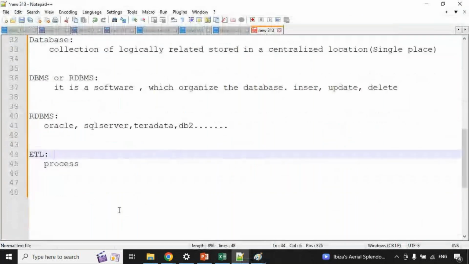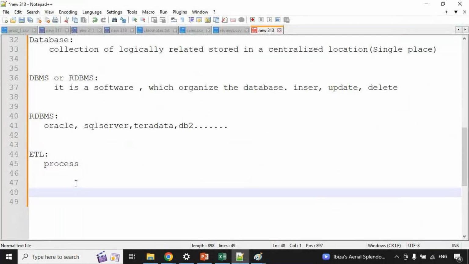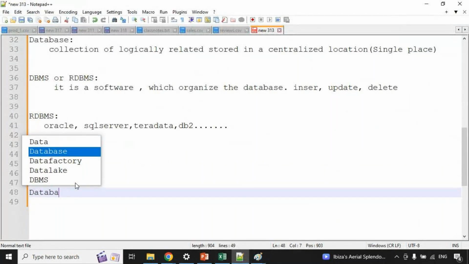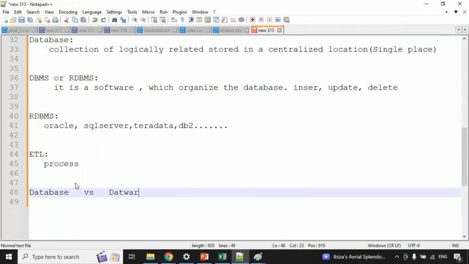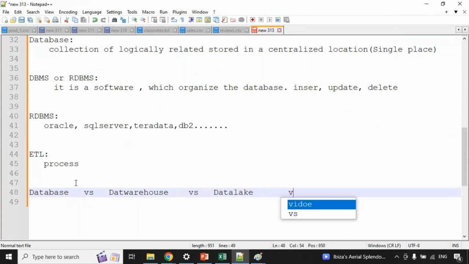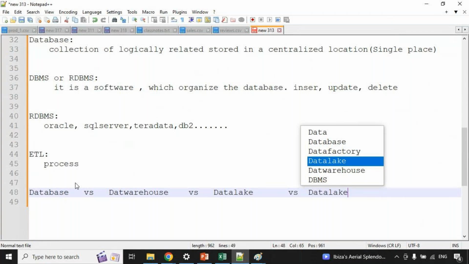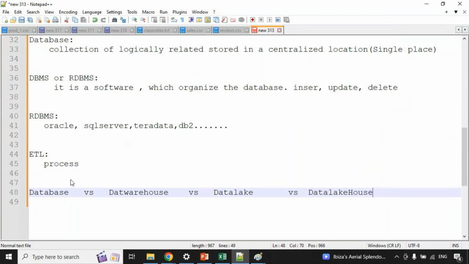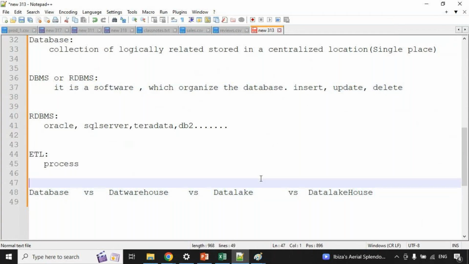Now, guys, there is one more terminology you have to understand: database versus data warehouse versus data lake versus data lakehouse. Some people come from a different background, so this terminology may be new to you. Go through the recording a second and third time. Those who are already working can understand this terminology easily. For you, you have to spend some more time to understand the basics.